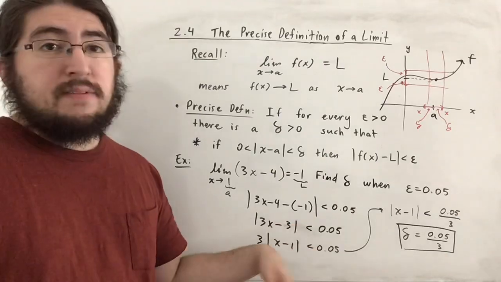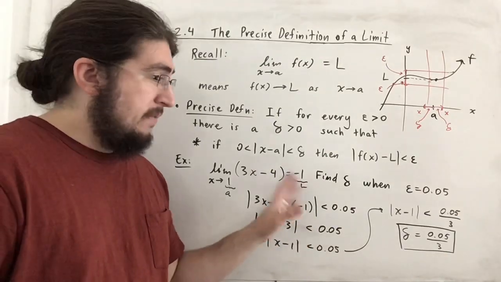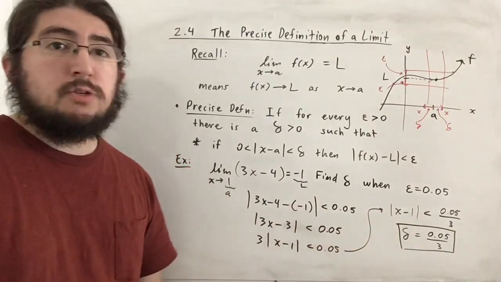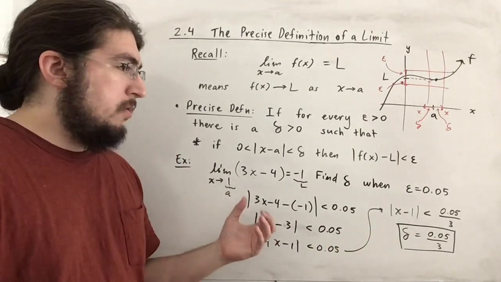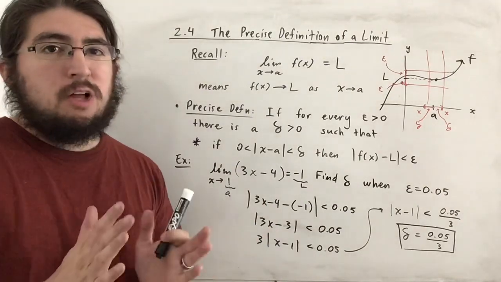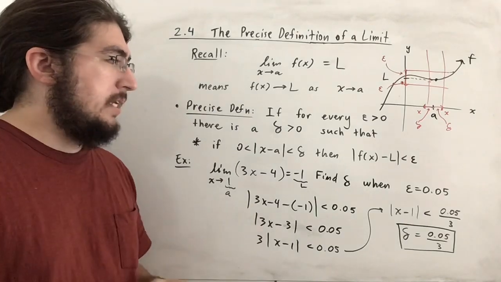So this 0.05 is an arbitrary number. If they gave us 0.00001, we can find a delta such that that's true. So we can make it as close as we need it to be. And again, this is a way of describing close in a mathematical sense.